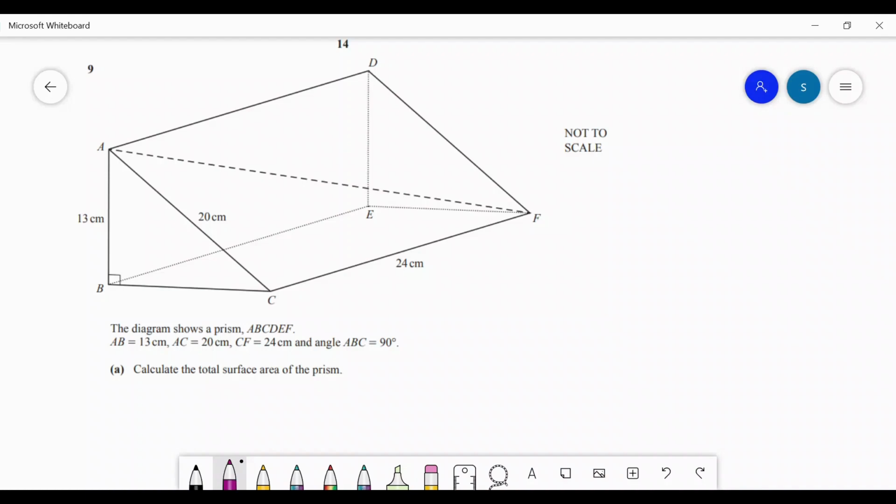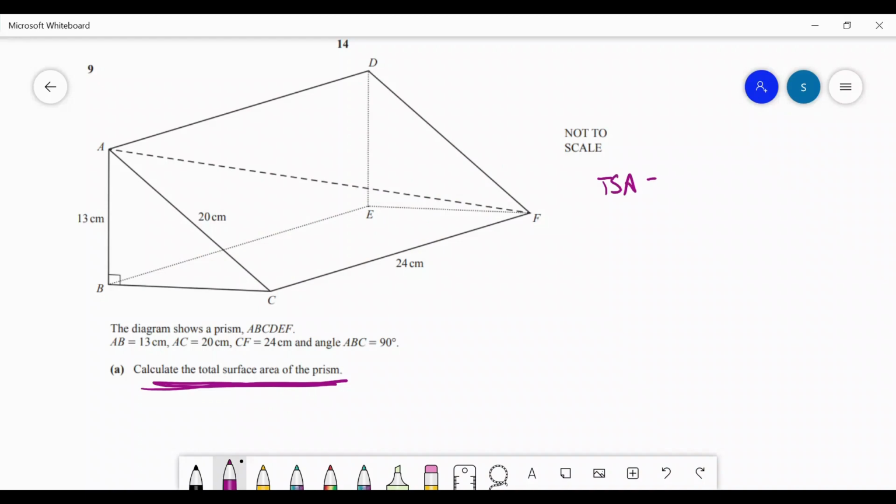Okay, first up we have this question which appeared in a recent previous year paper. So let's try solving this. Here we have a prism A, B, C, D, E, F, and the first question is we're asked to calculate the total surface area of a prism. So this prism has 1, 2, 3, 4, 5 sides, 2 triangles and 3 rectangles. So you just have to find the area of each and add them up to get the total surface area.